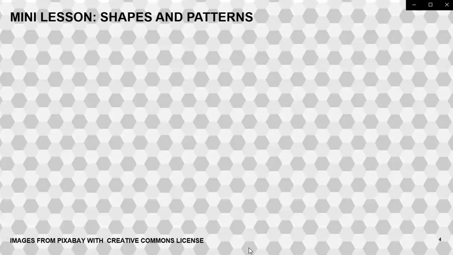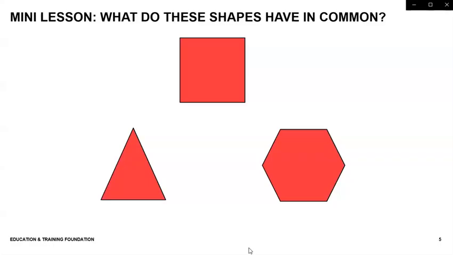Okay, so my first question to you, and this is an answer in the chat room, is what do all these shapes have in common? What do all these shapes have in common? Thank you, Vikki, they're all red. Yep, Sarah says they're all red. Anything else they've got in common? Right, okay, well done. They are red.